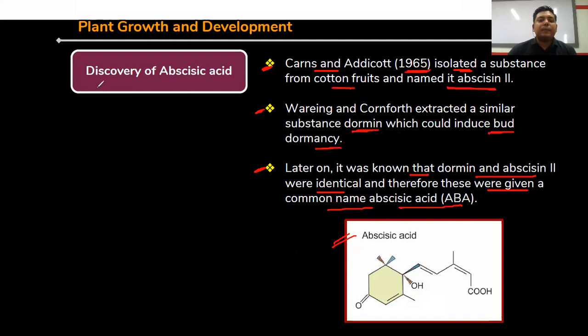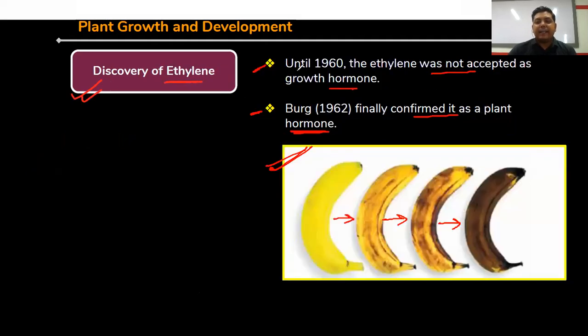Now the last type of plant growth regulator is ethylene. Until 1960, ethylene was not accepted as a growth hormone. Bergs in 1962 finally confirmed that it is a plant hormone.